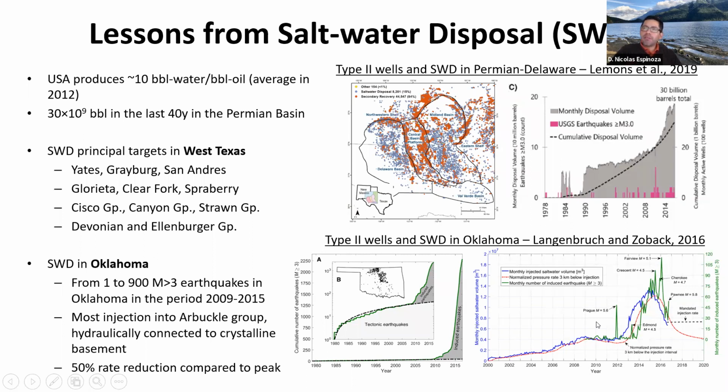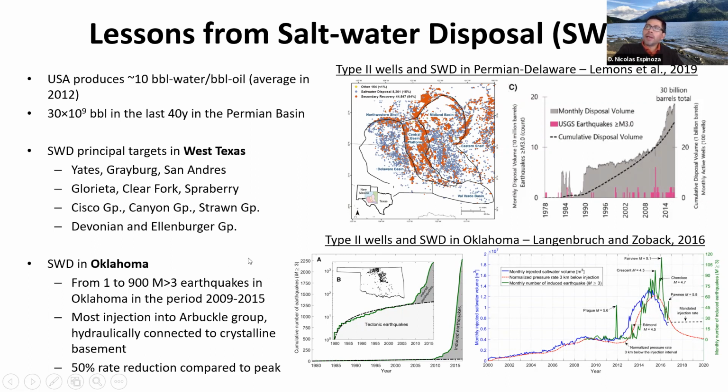So this is something that we also need to be careful about. When we inject CO2, and as we move into large injection volumes of CO2, we don't want something similar to what happened in Oklahoma to happen with CO2. We don't want to reactivate some of these faults. We don't want to produce any large earthquakes.